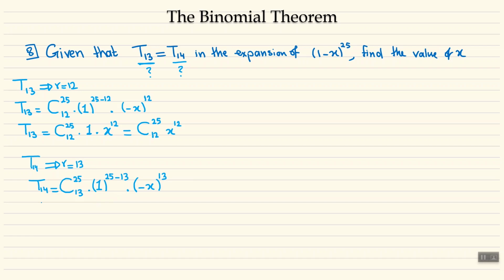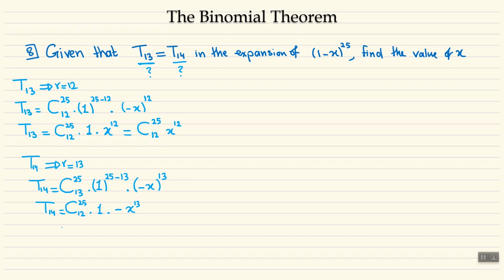Let's simplify that. So T14 equals, again, do not attempt to solve this one, but you can reduce it because 13 is more than half of 25. Half of 25 is 12.5. 13 is more, so reduce it. So it's going to be 25 minus 13, which is 12. So this is combination 25 and 12 times 1 to the power of 13, which is 1. So 1 is as it is, times negative, because negative to the power of odd is going to be negative, and x to the power of 13 is x to the power of 13.